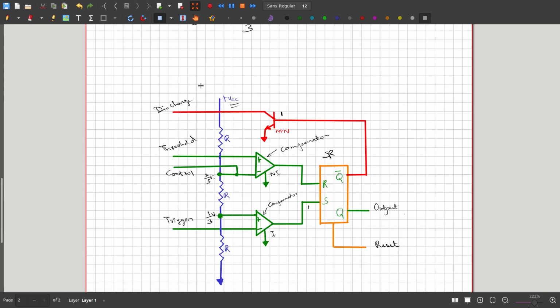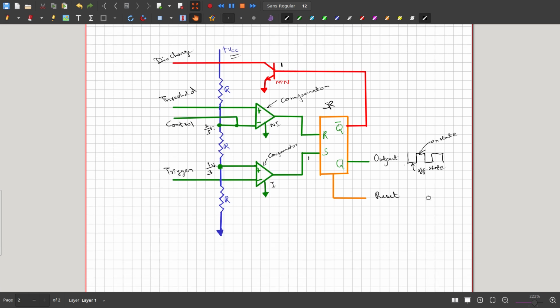So let me demonstrate the working of this circuit as an astable multivibrator. The astable multivibrator output looks like a square wave. This is the on state, and this is the off state. So an astable multivibrator is nothing but a square wave generator whose on state width and off state width can be altered.